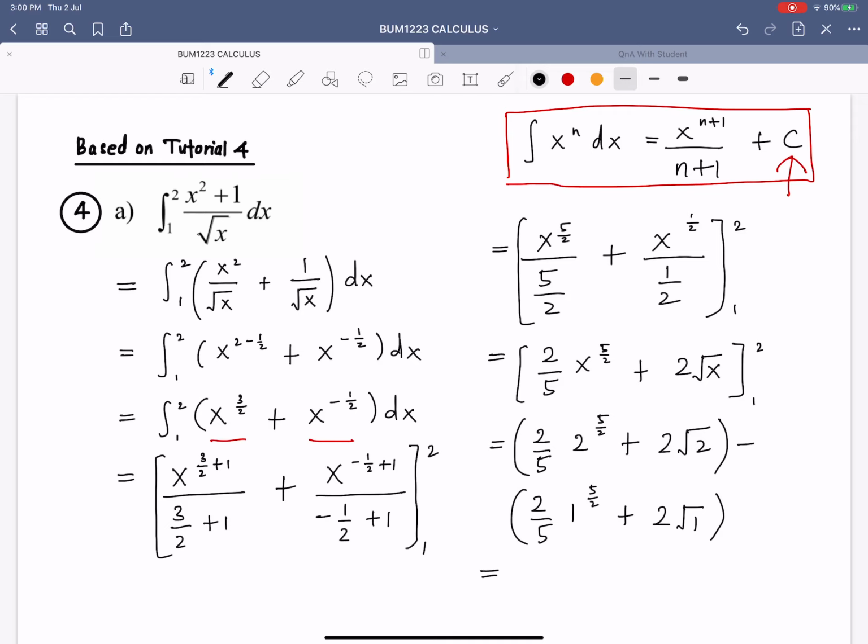Where this is equal to 5.0912. The first part is 5.0912 if we round off to 4 decimal places, minus 2.4. Therefore, this is equal to 2.6912. So this is the final answer for question 4A.